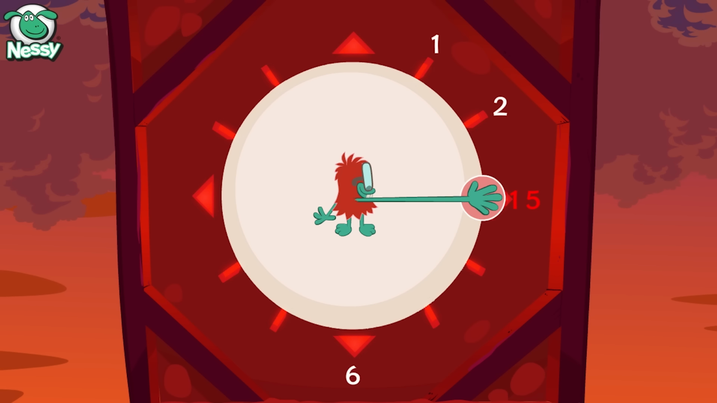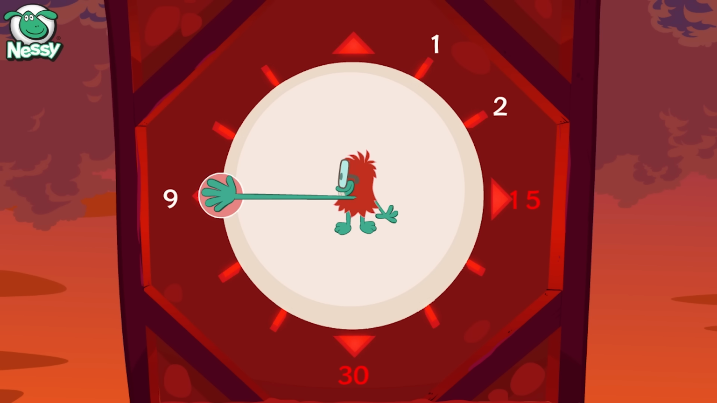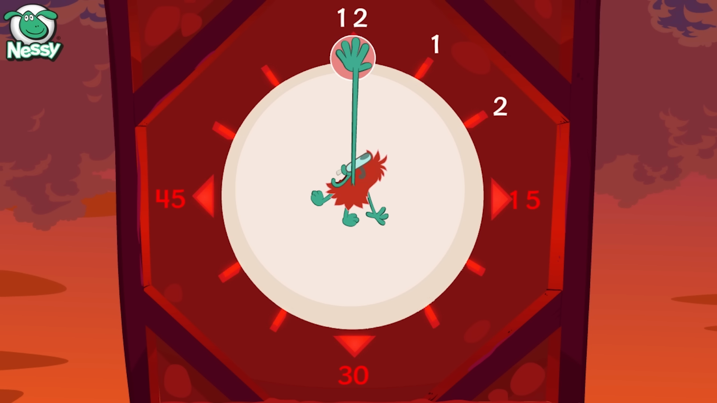Next, point to where the 6 was. 6 times 5 equals 30. Next to 9. 9 times 5 equals 45. Now 12. 12 times 5 equals 60.